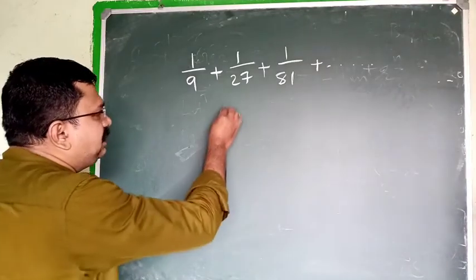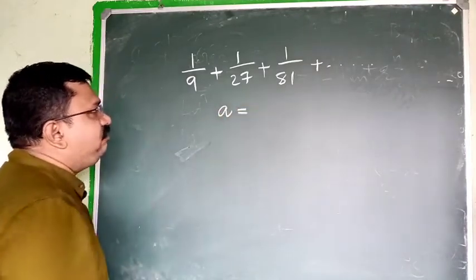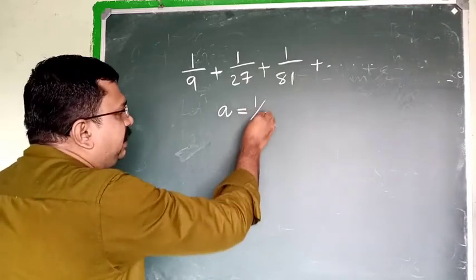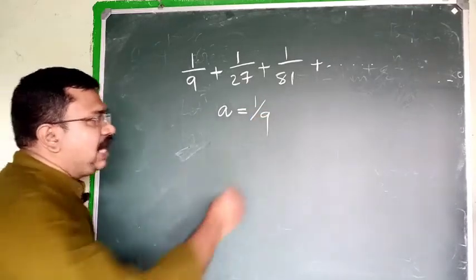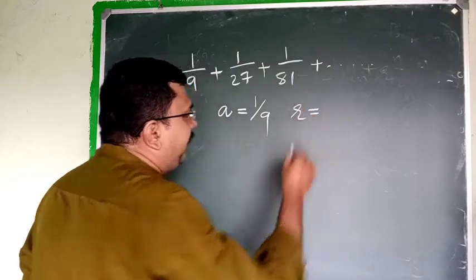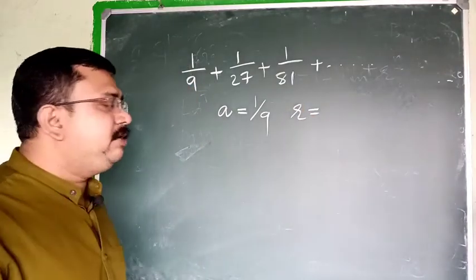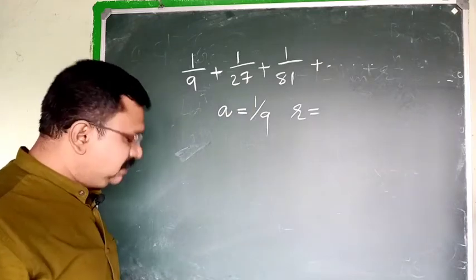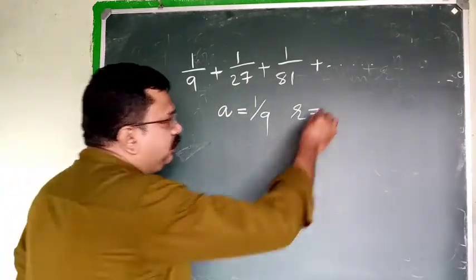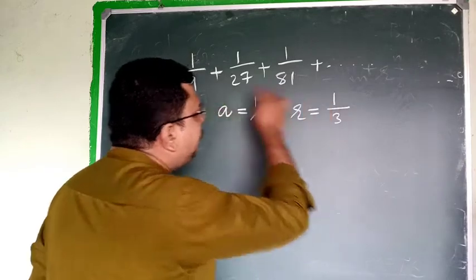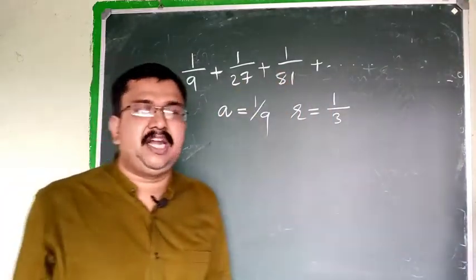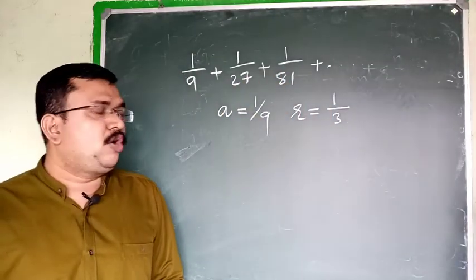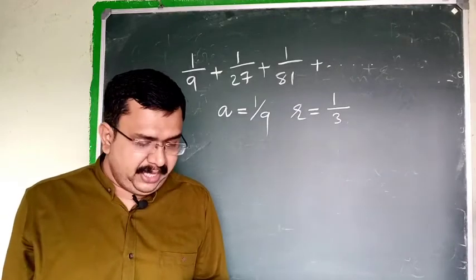Okay, this is our question. Remember that here what is our a? a is our first term, 1 by 9. And what is r? r means the common ratio. r is obtained by the second term divided by the first term. That is, here r is equal to 1 by 3. This is a geometric series. First term 1 by 9 and common ratio is 1 by 3.